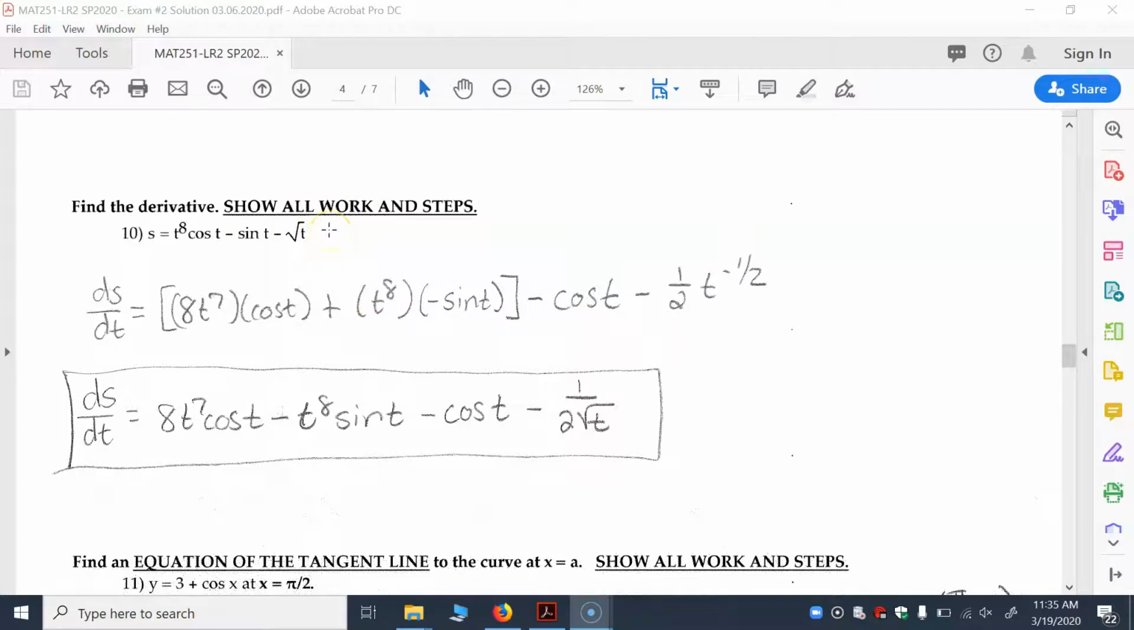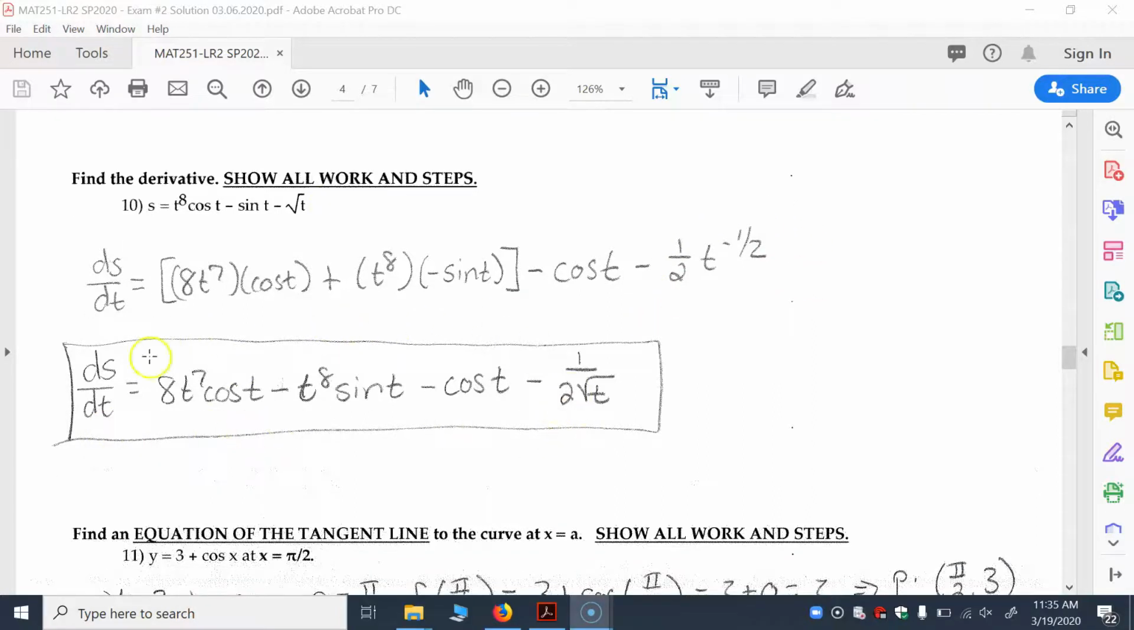Remember, I could write that as t to the 1/2 and then apply the power rule. All right, so then this is our final answer here. Technically, you could pull out a factor of t to the 7th here. I didn't do that, but you could if you wanted to. And then we can go back to radical form here. T to the minus 1/2 I could write as 1 over the square root of t.